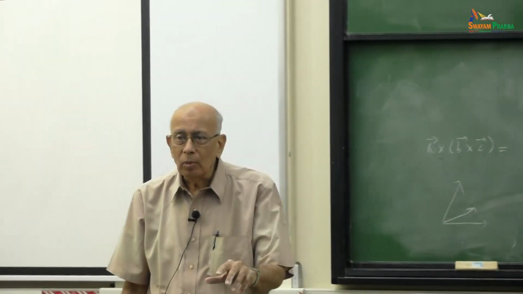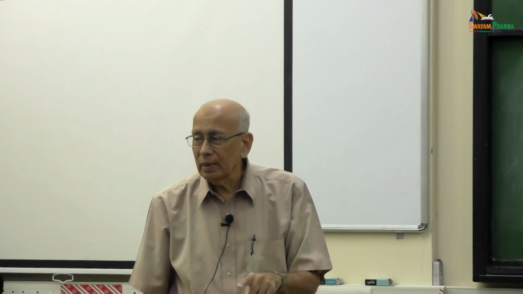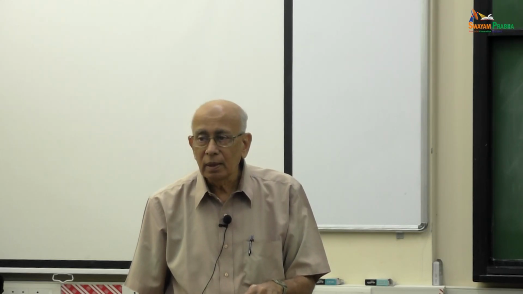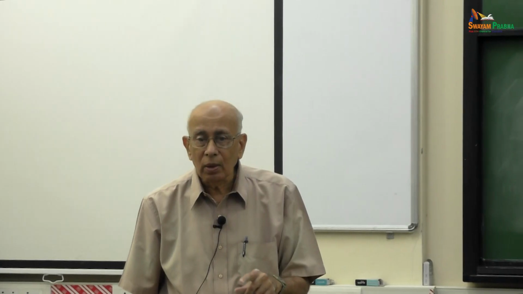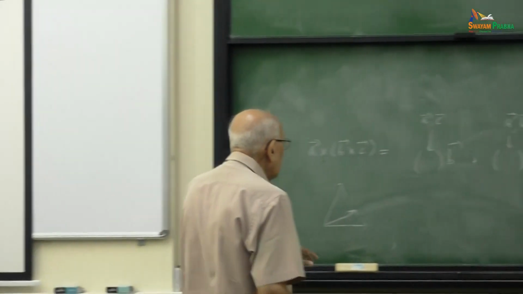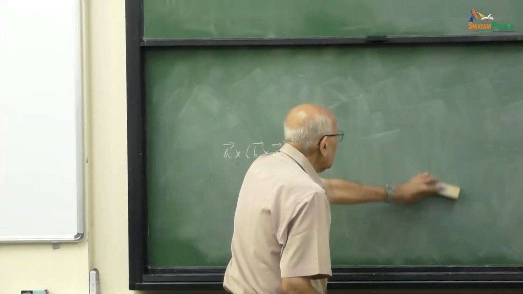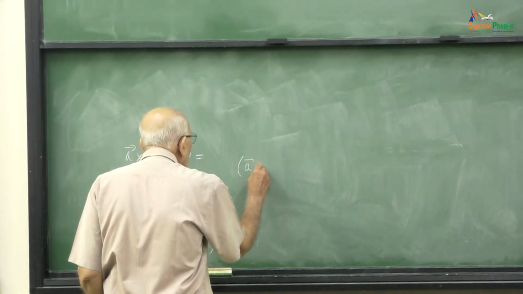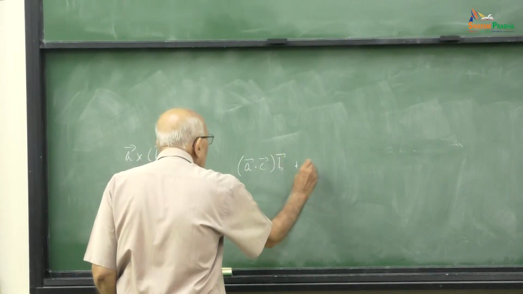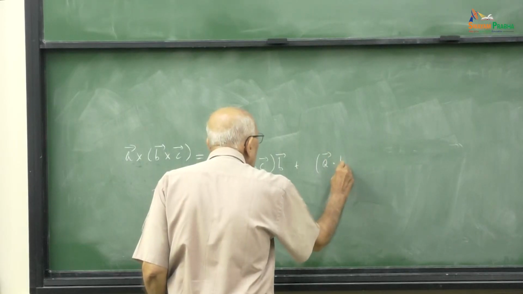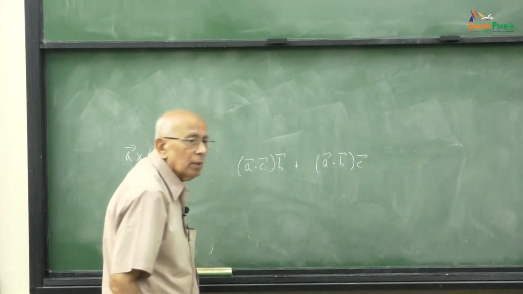From 2 vectors A and B, how many scalars can I form? I can form A dot A, A dot B, and B dot B. You can form 3 scalars, right? But A dot A is A squared. Is that linear in A or not? Not linear, so that's ruled out. B squared is ruled out. So what you're left with is A dot B and A dot C. So this must be A dot C times B plus A dot B times C. Must be of this form.